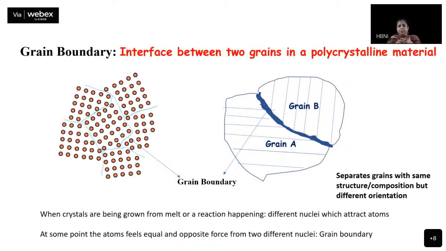Grain boundary. Okay. Now, how is a grain boundary formed? Suppose I have a melt and I'm trying to grow a crystal out of it. What will happen? Small nuclei will start crystallizing at different places, and these nuclei will attract atoms from the melt towards themselves. Then they will start growing in size. Let's say these two nuclei are growing side by side. Atoms are going here, atoms are going here, and they will keep on growing.